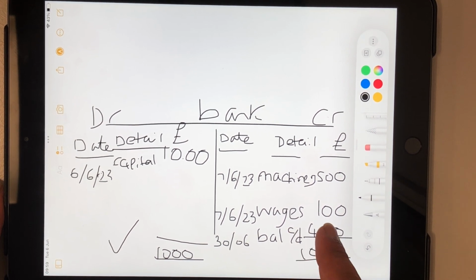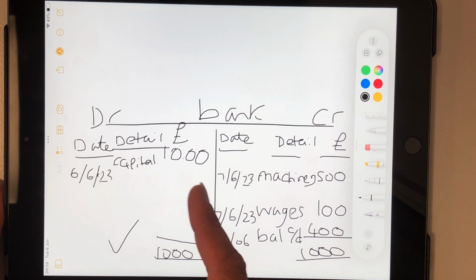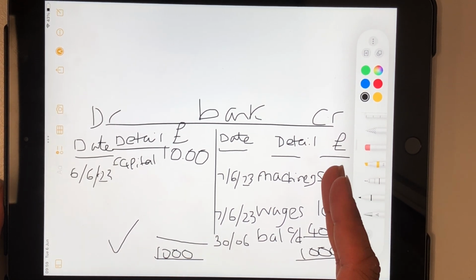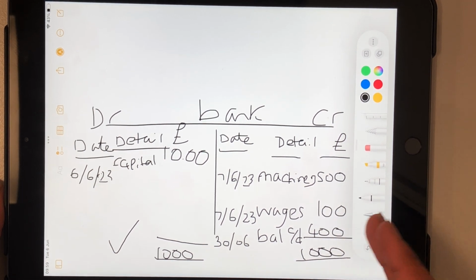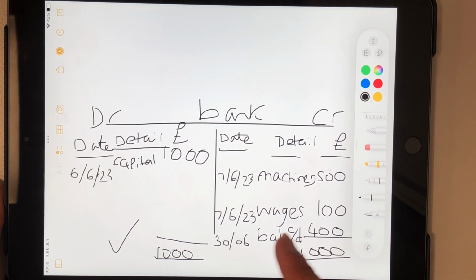Whatever the figure is to fill in the gap, that's what you need to put in. So we put £400 in there, and that's balance carried down. That's the balance at the end of the month. Logically, 1,000 came in, 500 went out, 100 went out. We have £400 left. And that becomes the balance, obviously, after 30th of June.